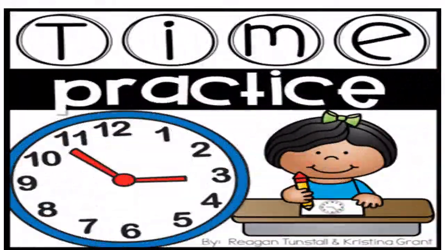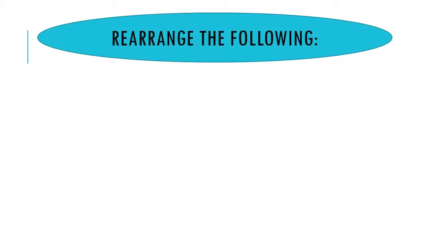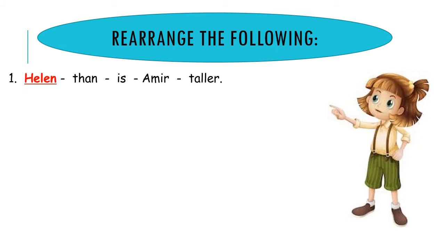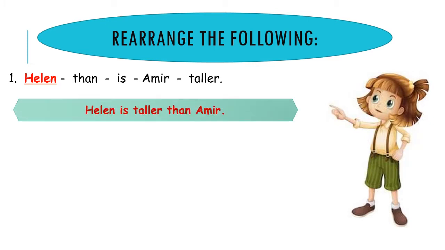And now it's our practice time. Get ready. So our first exercise here will be rearrange the following. Okay, number 1, Helen than is Amir taller. As we used to do before, we start with the underlined word, which here is Helen. So Helen is taller than Amir. Very good.